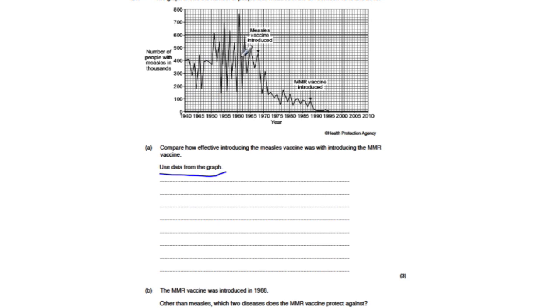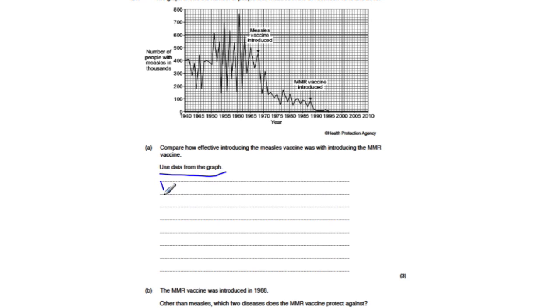So the first point is looking at the measles introduced, there's the value there, and it is going up and down, but generally we're getting a fall. And the MMR vaccine is introduced at this point, and again we are getting a fall. It looks pretty much like it goes down to 0 despite the little spike there in about 1994. Okay, so what am I going to say there for my 3 marks?